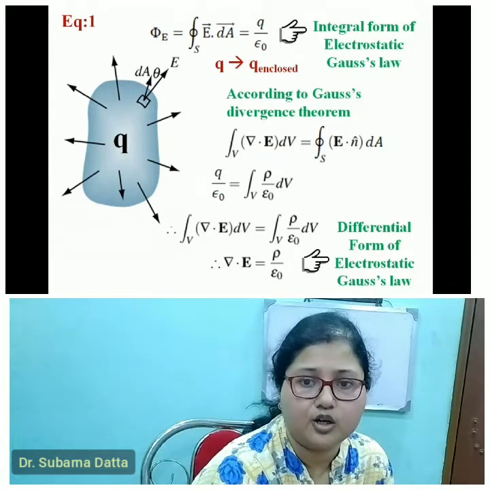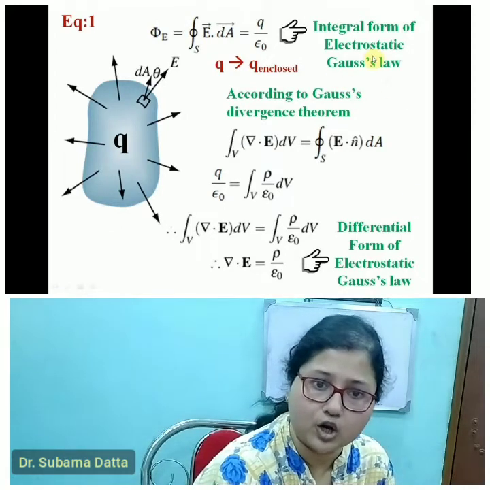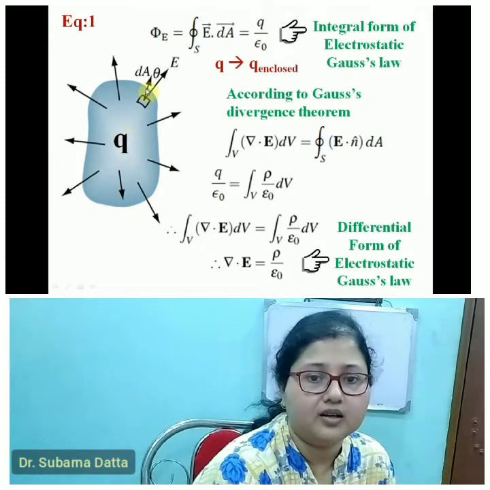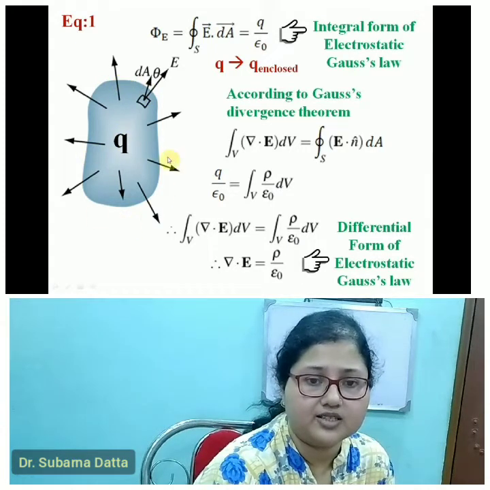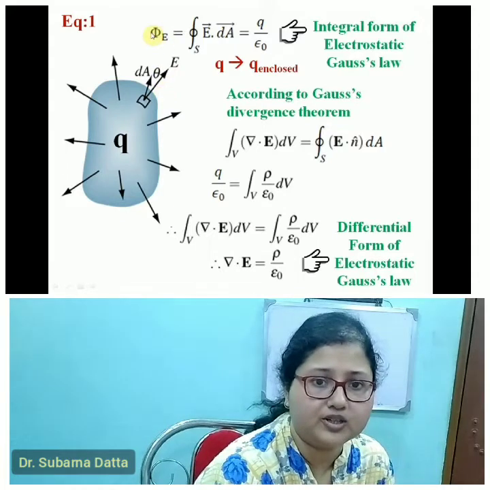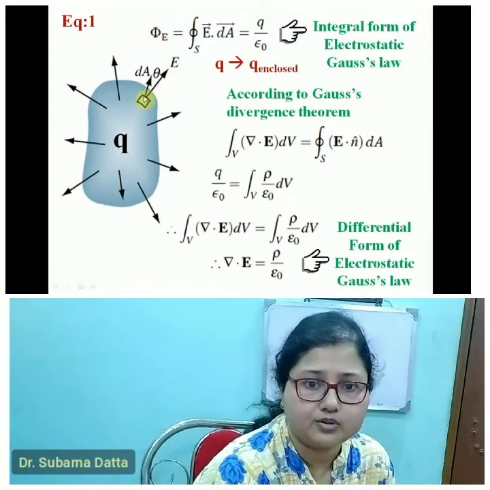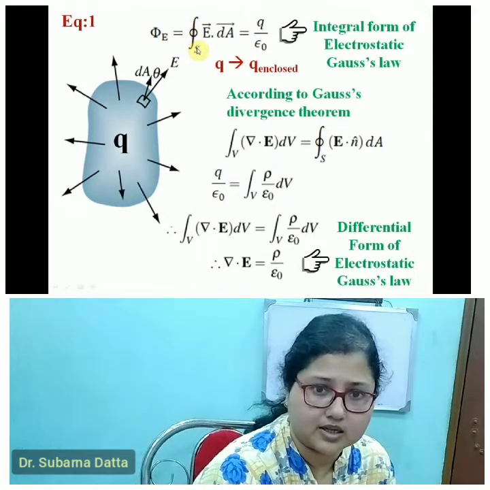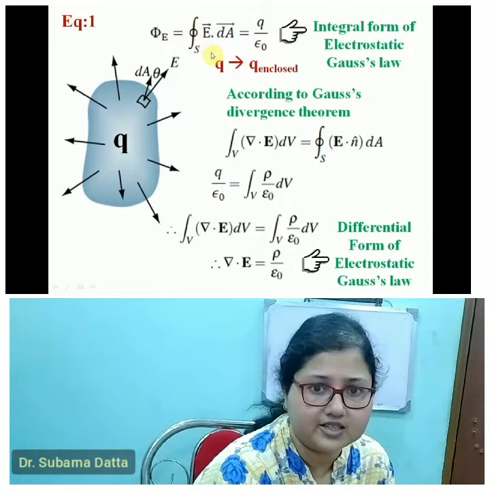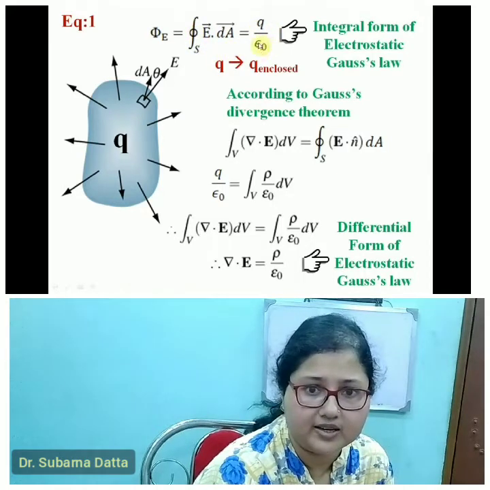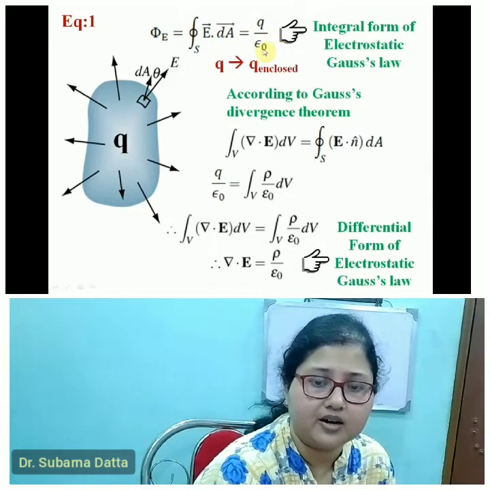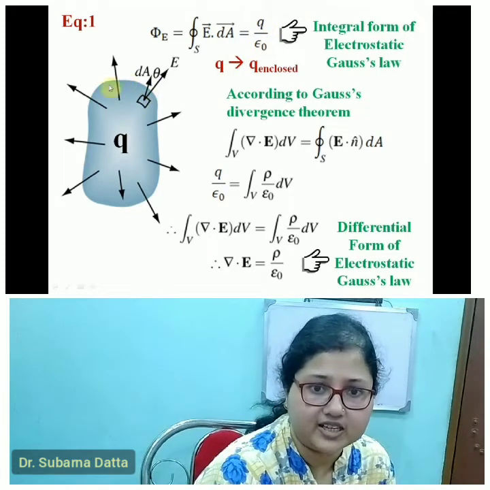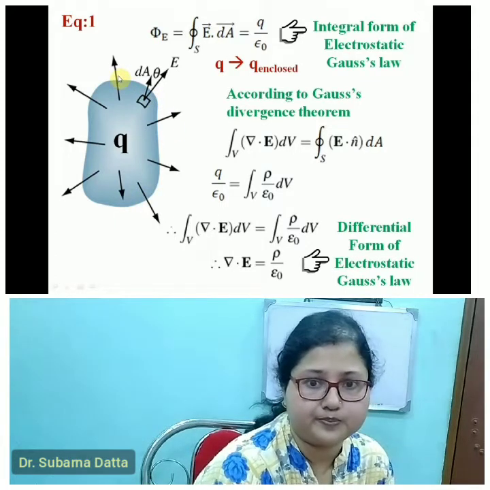The first law is the electrostatic Gauss's law. Suppose there is a charge or charge distribution Q and a closed Gaussian surface. The total electric flux coming out is the closed surface integral of E dot dA, equal to Q by epsilon naught. Epsilon naught is the permittivity of free space, and Q is the total charge enclosed by the surface.